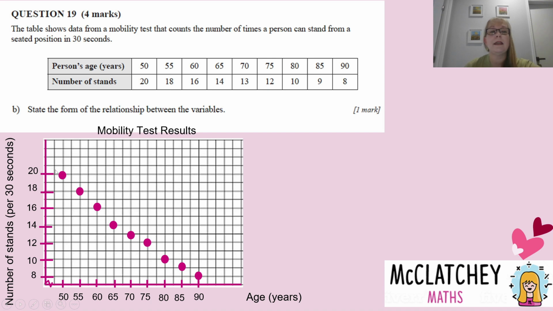Okay, part B, state the form of the relationship between the variables. Now we know that a scatter plot can be described in 3 ways: direction, form, and strength. The direction here is obviously negative, but that's not what I'm being asked to describe. The strength looks like it's very strong as well, but I'm once again not being asked to describe the strength. I'm asked to describe the form. Is it linear or is it non-linear? Well, that's this part here, and the form is linear. That's all I would need to write to earn the mark. And that's all there was for question 19.